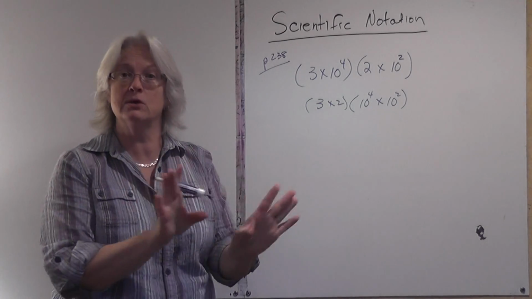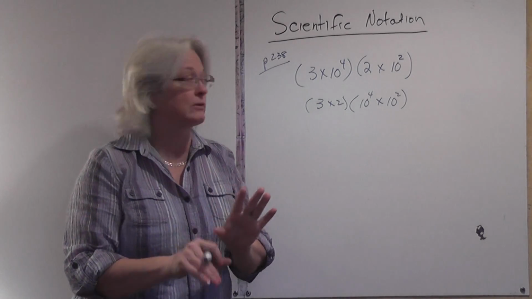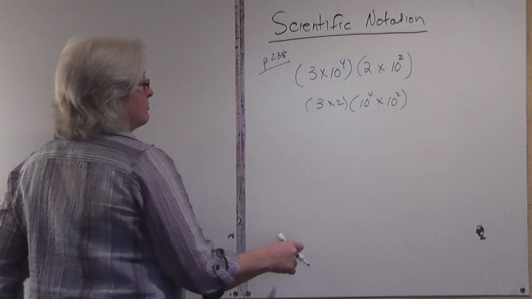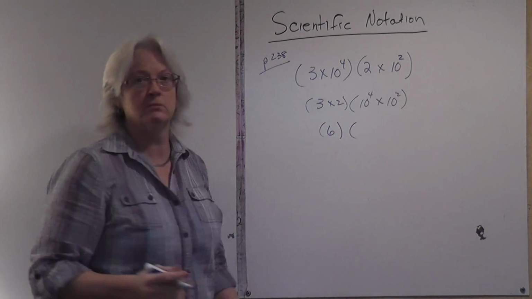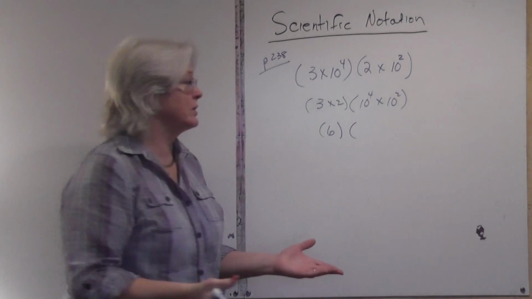All we did was change the order in which we're going to multiply these four factors. What's 3 times 2? What's 6 times, what's 10 to the 4th times 10 squared?